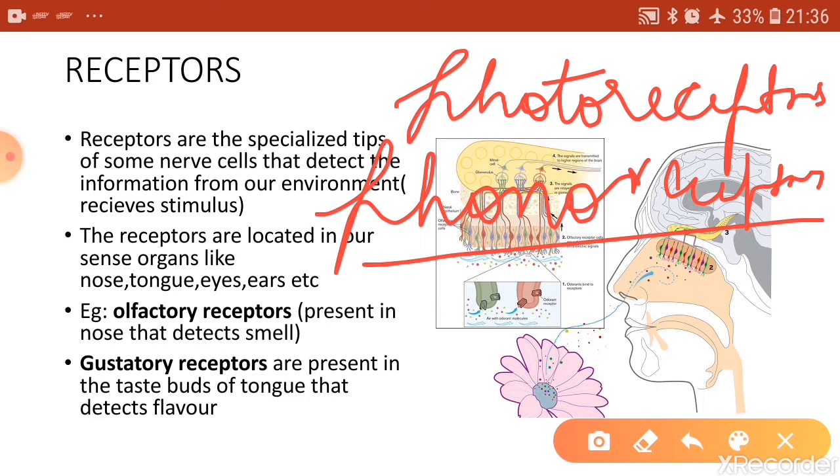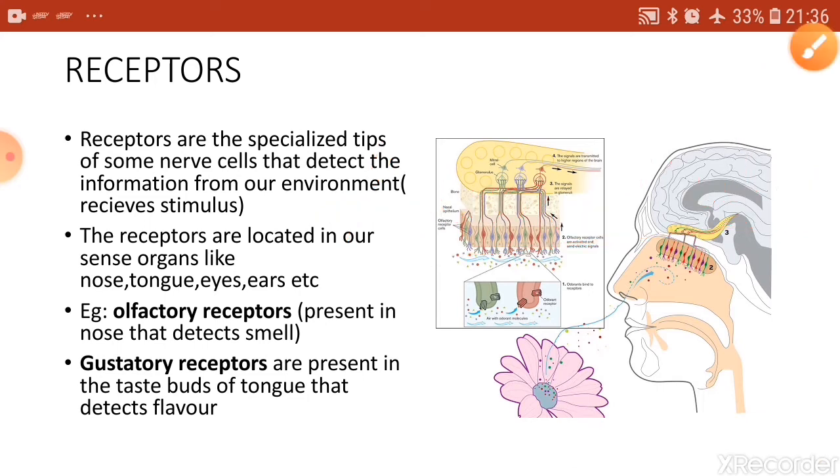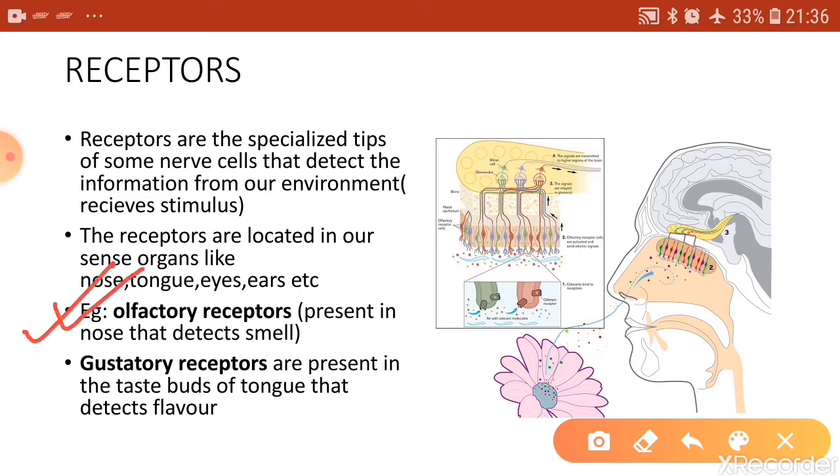Your skin has thermoreceptors. Most important, according to what is given in your NCERT, the two receptors that you need to remember: one is the olfactory receptors, which are present in the nose and detect smell, and the other is the gustatory receptors, which are present in the taste buds of the tongue to detect flavor.